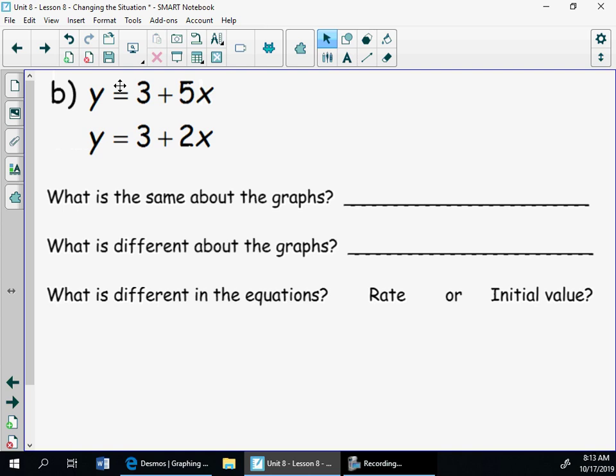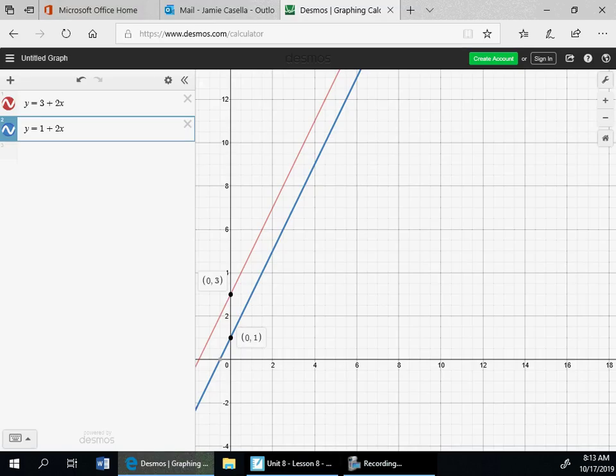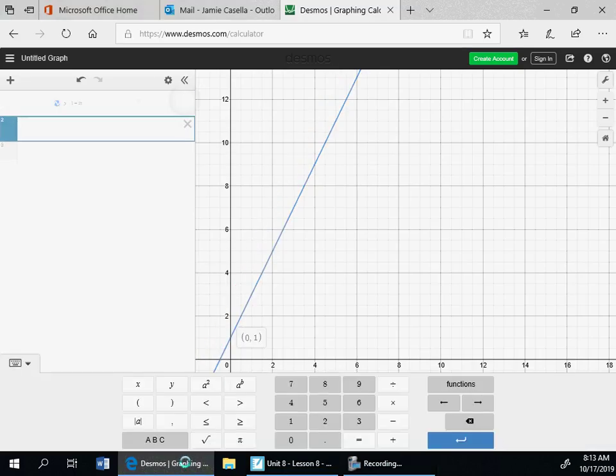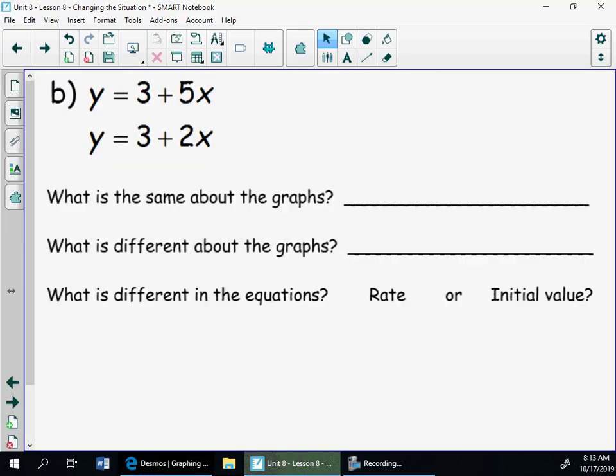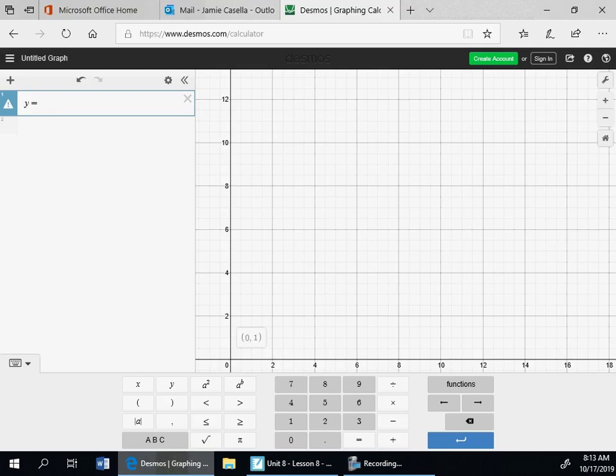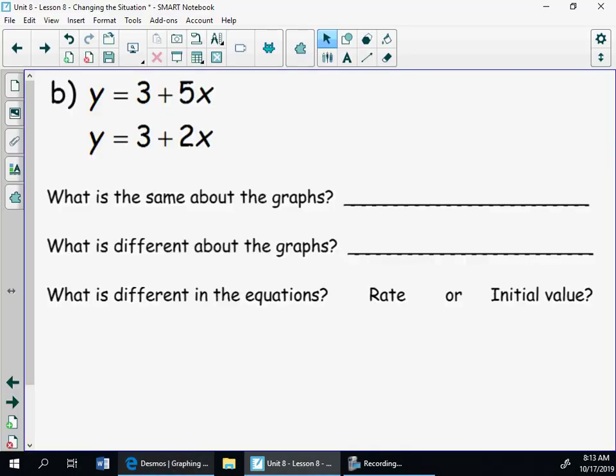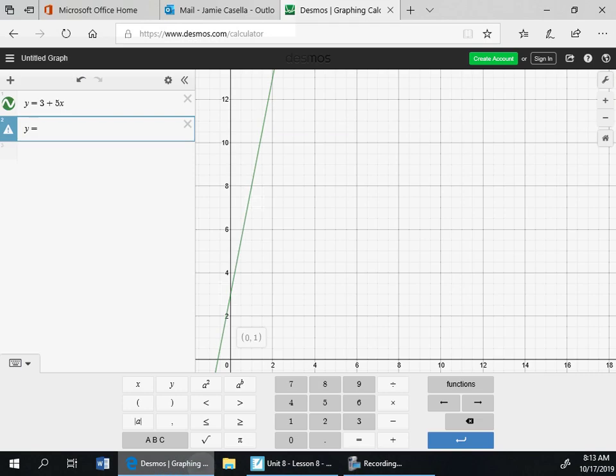All right, let's try the next one. So go back to our graphs. I'm going to get rid of these by clicking on the X, and I'll type in some new equations. Let's see what happens this time. Our objective down the road is to be able to get rid of the graphing calculator and just do it in our brains, but it's easier to see if we actually see them. Y equals 3 plus 2x, and the other equation.